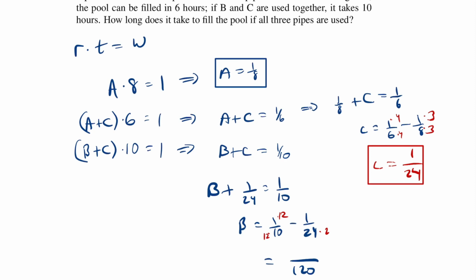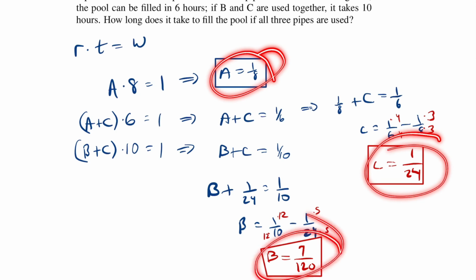So the question is asking, how long does it take to fill the pool if all 3 pipes are used? Well, now we know the rates of each of the pipes. So what we're looking for is A plus B plus C times what amount of time does that take to fill the entire pool? And if we divide, we're going to get 1 over A plus B plus C.